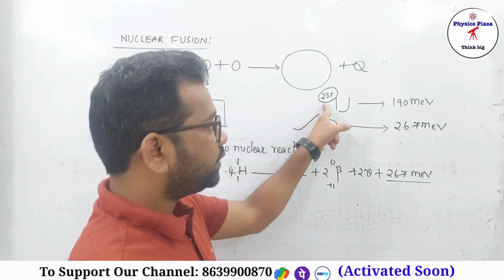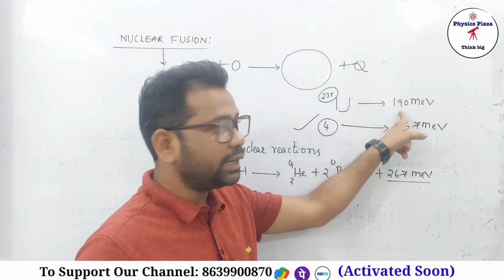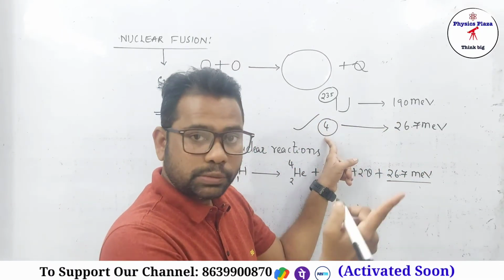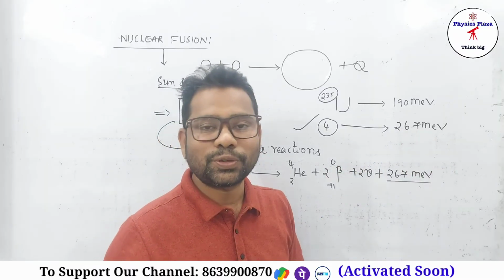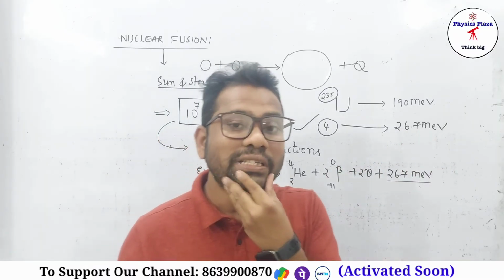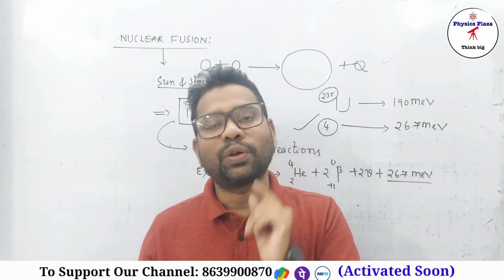See, 235 are responsible for 190. Just 4 are responsible for 26.7. So hence, more amount of energy is released in nuclear fusion per nucleon.